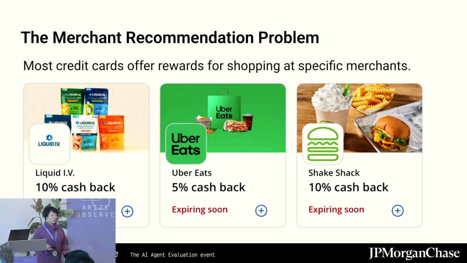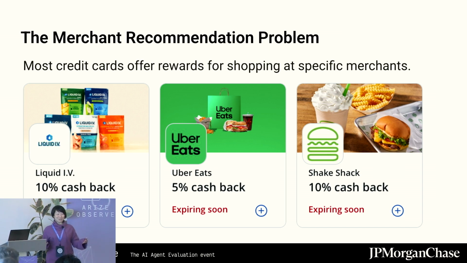Even though a merchant knowledge graph can be used for multiple use cases, just for the sake of grounding our discussion, I'm going to be very specific about one use case, and this is the merchant recommendation problem.